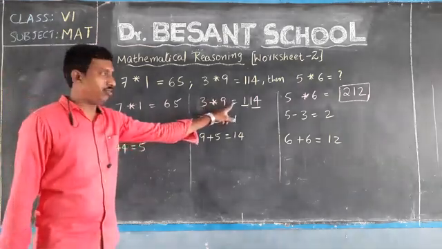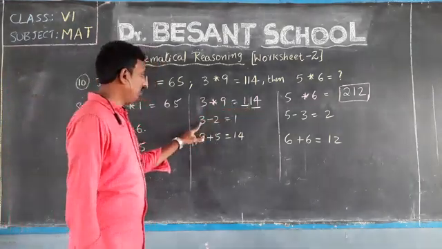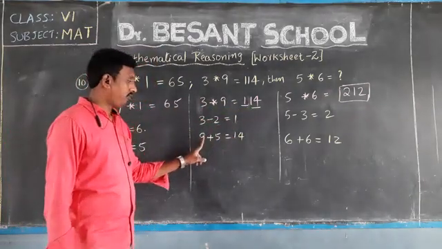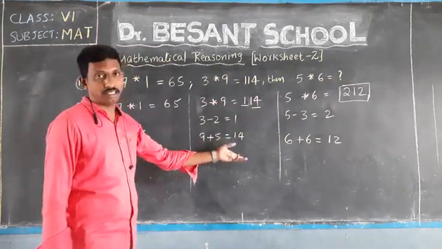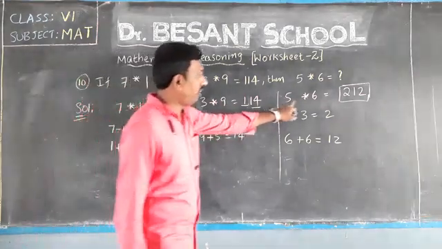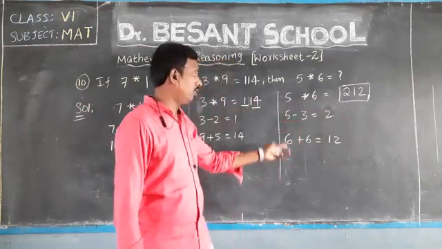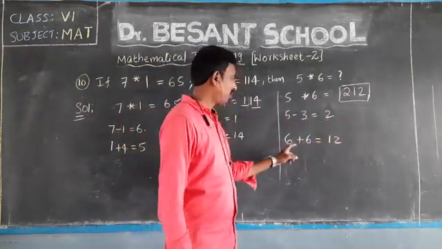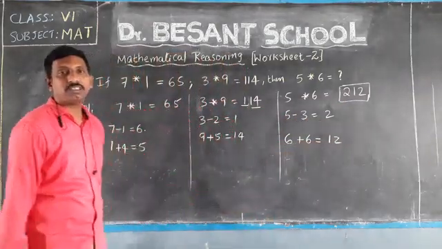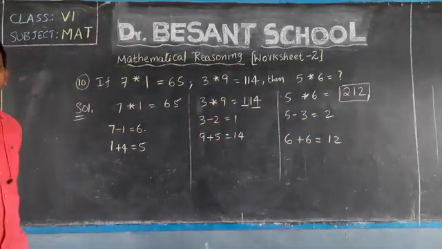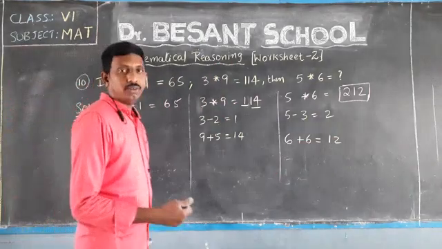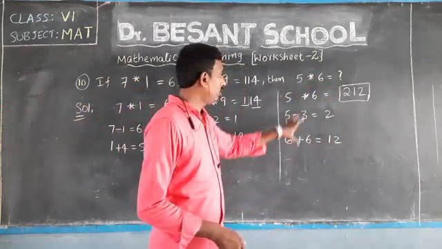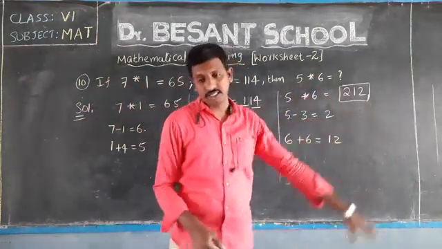For 3 star 9 we got 114. How do you obtain this? From 3, 2 is subtracted, so we obtained 1. For 9 we have added 5, so we obtained 14. So 114 it is. Here 5 star 6 equal to how much? We have to find out. From 5 how much is to be subtracted? 3. 5 minus 3 is 2. To 6 how much is to be added? 6. 6 plus 6 equal to 12. Okay my dear students, in this manner we have to obtain the logic. So based on the logic, we find out the value of 5 star 6.